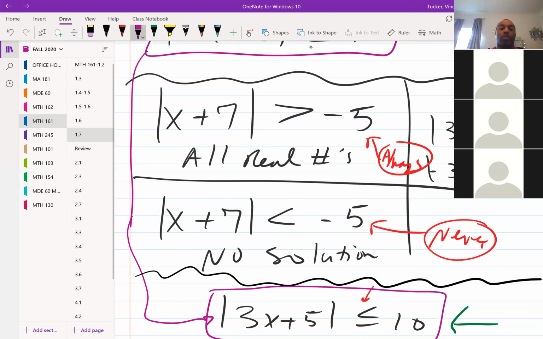All right. So if it's being compared to a negative value, there's no calculation, just observation and then application. Your absolute value will always be greater than a negative number, and it will never be less than a negative number. So once again, the answer here is all real numbers. You can plug in anything, it'll be true. The answer down here is no solution. There's nothing you can plug in for x to make that statement true.